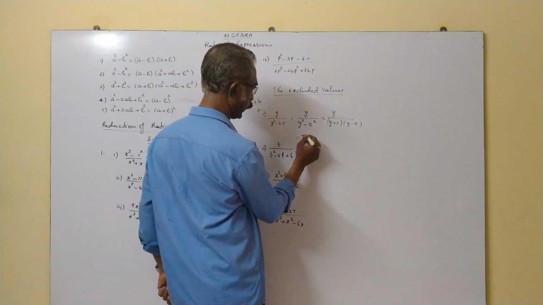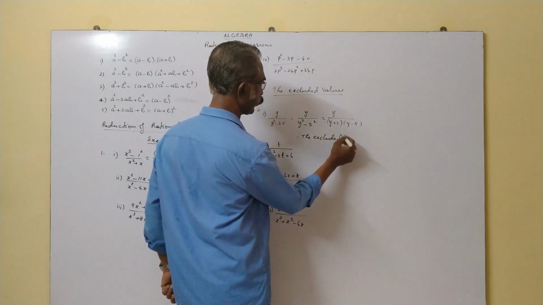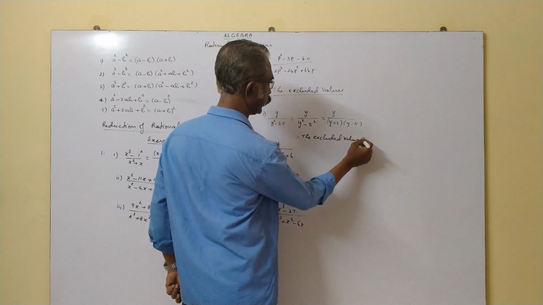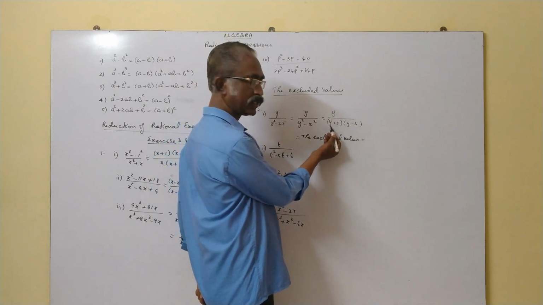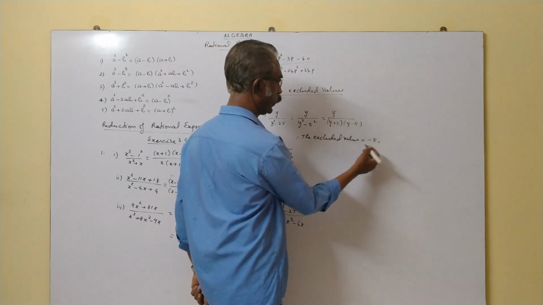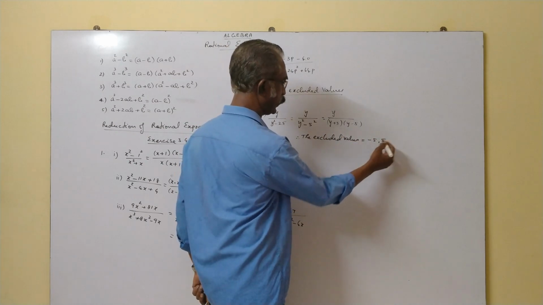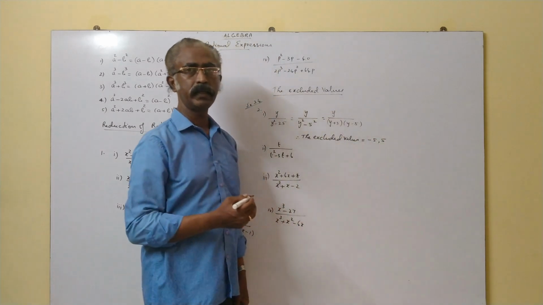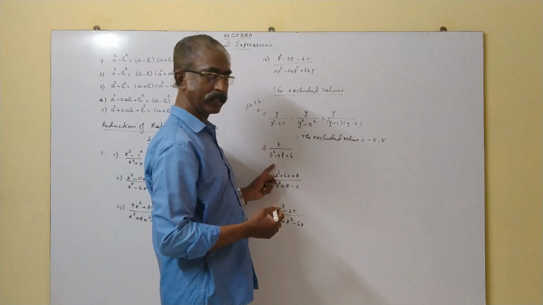Therefore, the excluded values are 5 and minus 5. See here, if you are putting minus 5, this term will vanish. And if you are substituting here 5, it becomes 0. So these two are known as the excluded values.